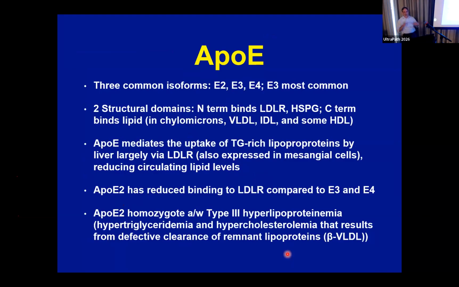A little aside about ApoE, what is this? ApoE, there are 3 common isoforms of this, ApoE2, 3, and 4. 3 is the most common. There are 2 structural domains. One binds the LDL receptor, and the C-terminal half binds the lipid. ApoE mediates the uptake of these triglyceride-rich lipoproteins by the liver, largely by the LDL receptor. And interestingly, the LDL receptor is also expressed in the mesangial cells. Anyway, this reduces circulating lipid levels. And it turns out that ApoE2 has reduced binding to the LDL receptor compared to 3 and 4. So these patients get or can get a type 3 hyperlipoproteinemia.